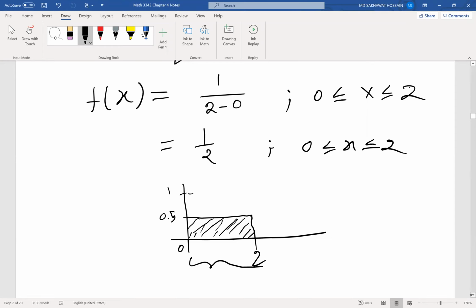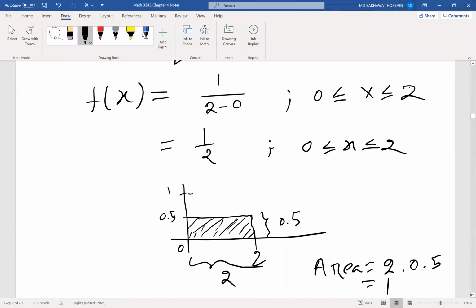The length of this part is 2. And the length of this part is 0.5. So this is a rectangle. If you calculate the area of a rectangle, then you know that the area of a rectangle is length times width. So that means 2 times 0.5, so it will be 1. So the total area is 1.